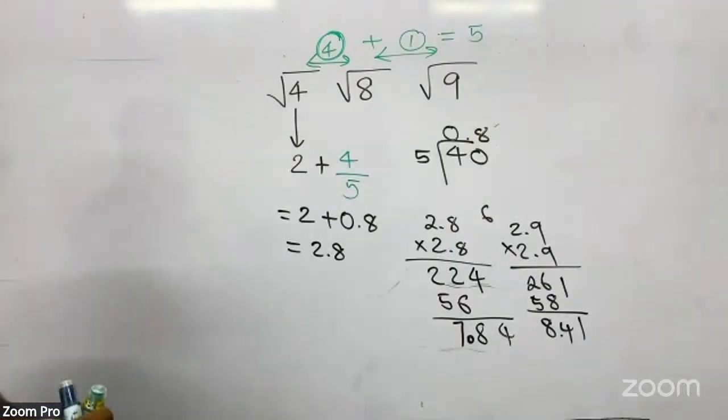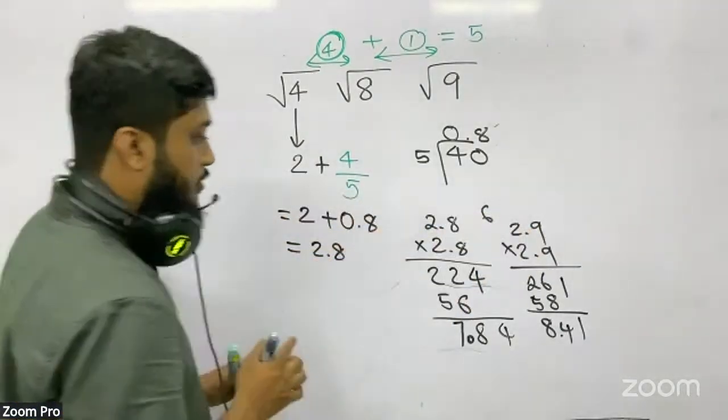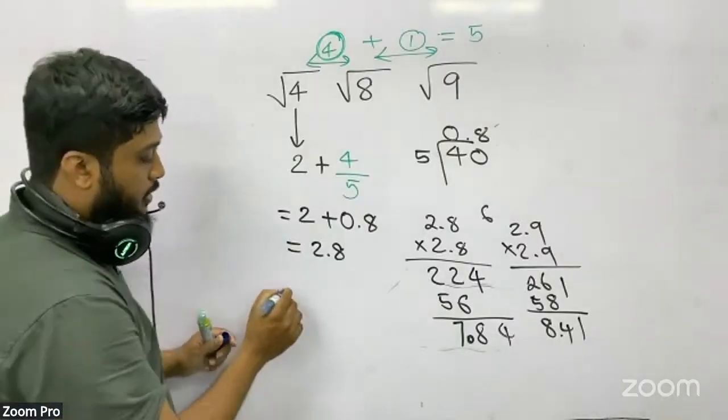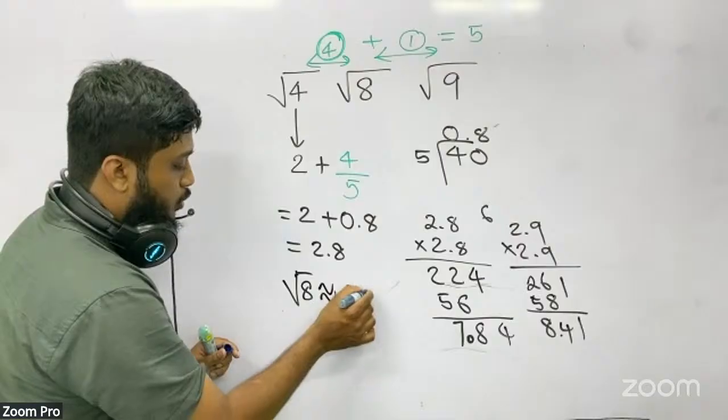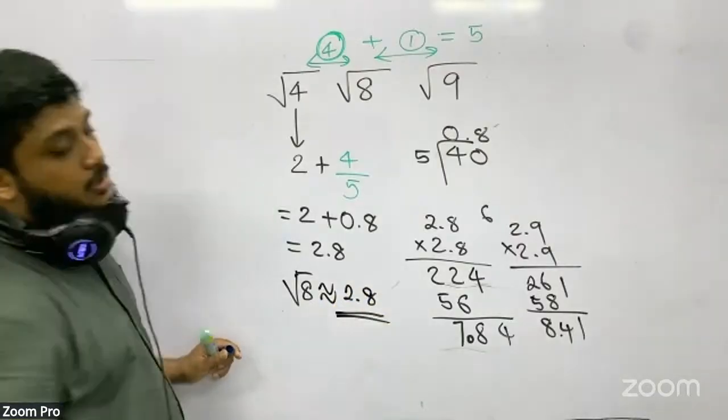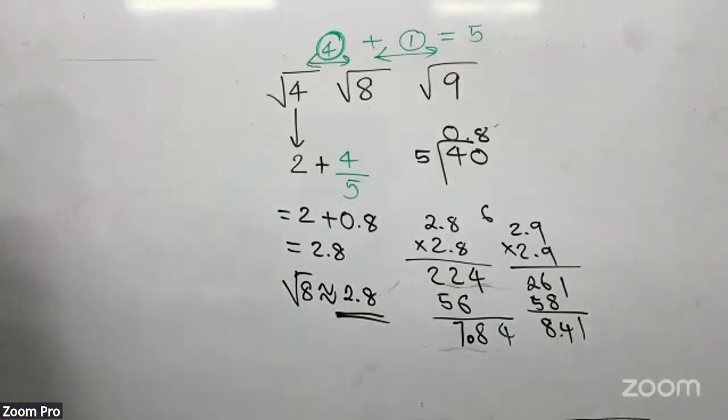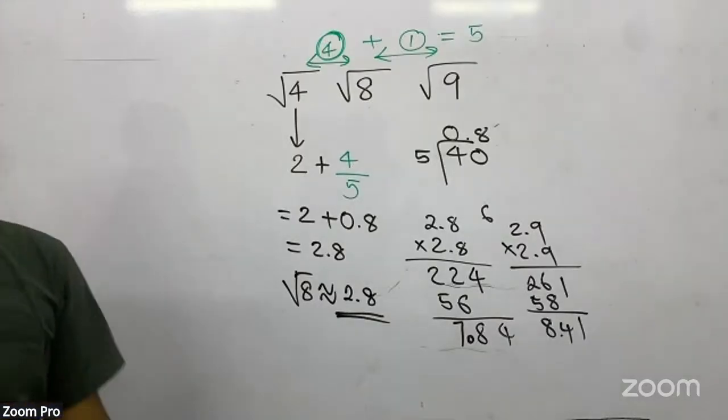Then what should be the answer? 2.8 or 2.9? 2.8. So I should write root 8 is approximately equal to how much? 2.8 we should write. Is it clear? Easy, no? All right. So shall we try the next one?